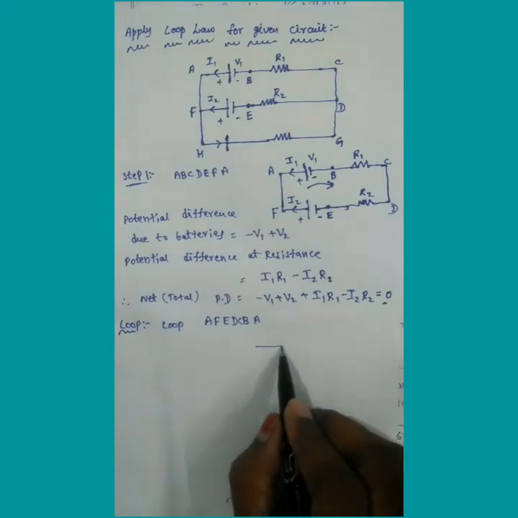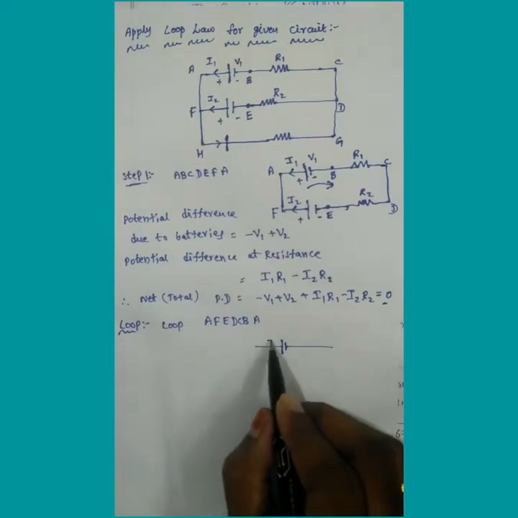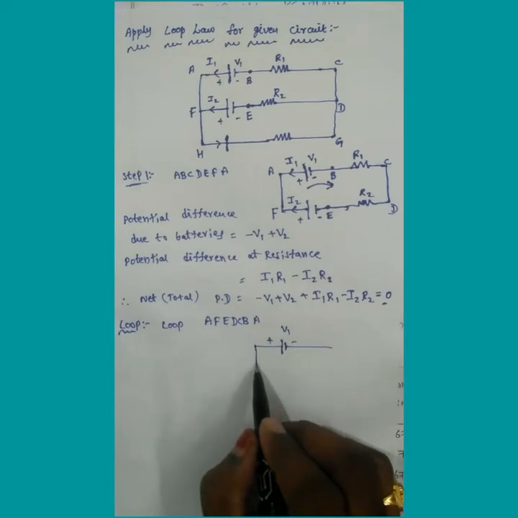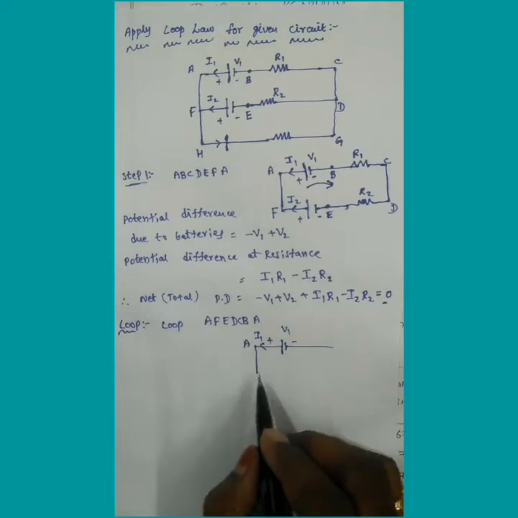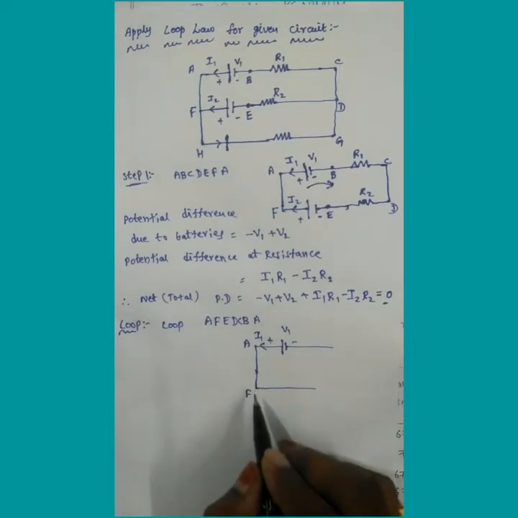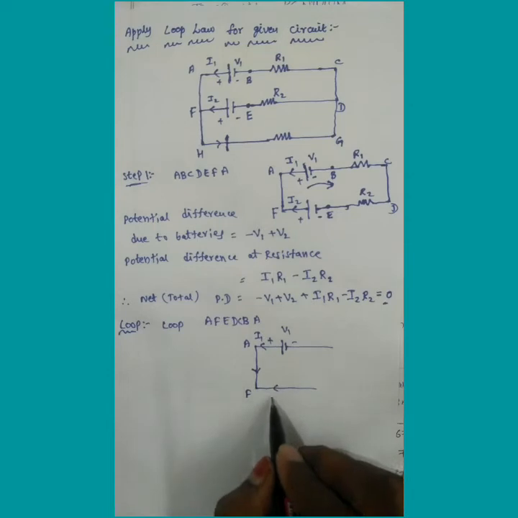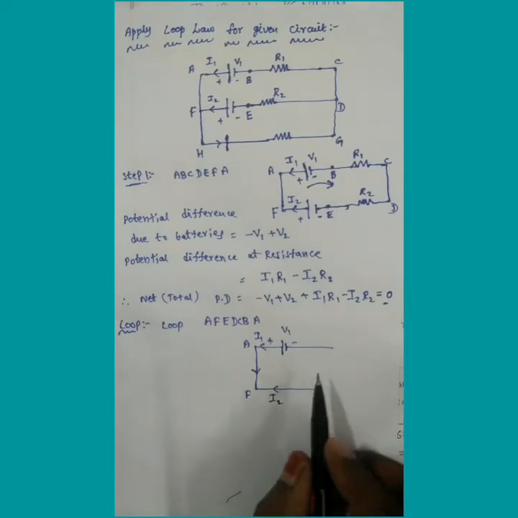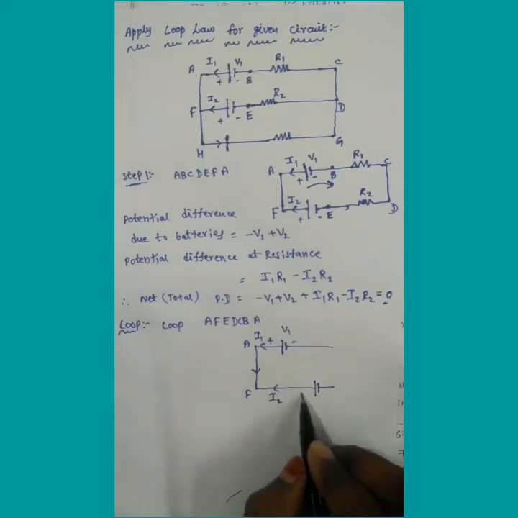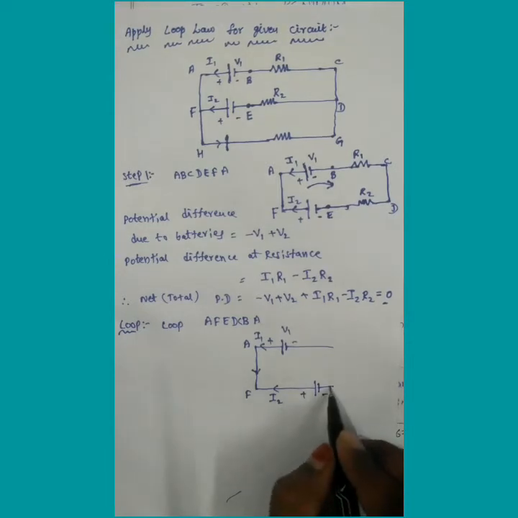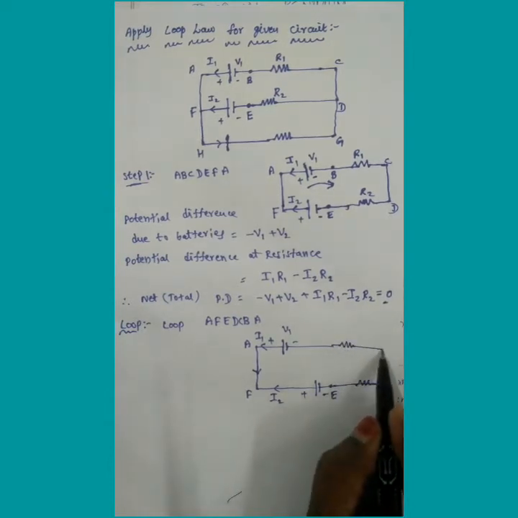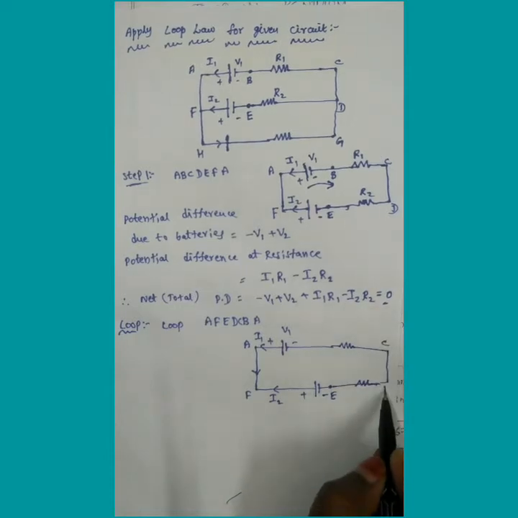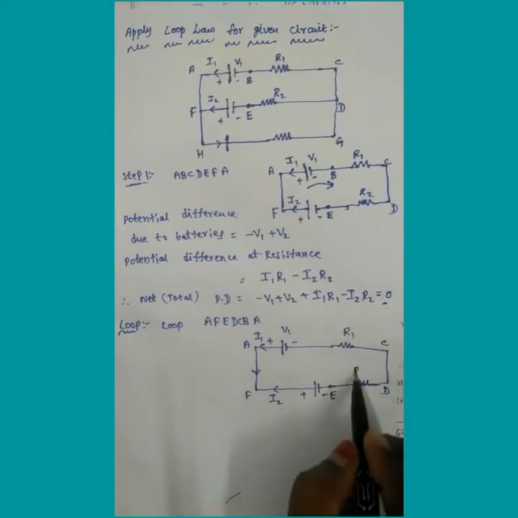That means once again if we draw that, this is the positive terminal, negative terminal, potential difference V1. The current flows from the negative terminal to the positive terminal. That's why A and F. The current here is I2, and one more battery is also connected there, plus and minus. C, D. This is R1 and this is R2.